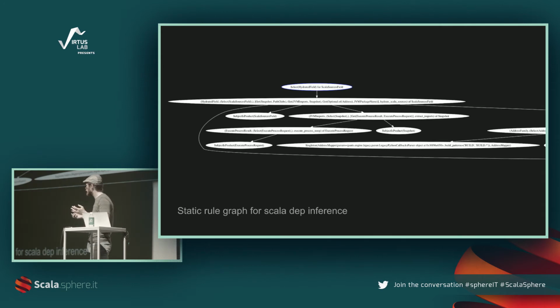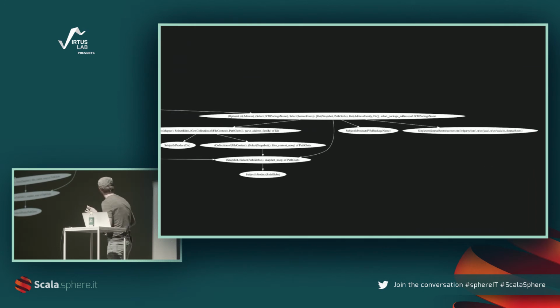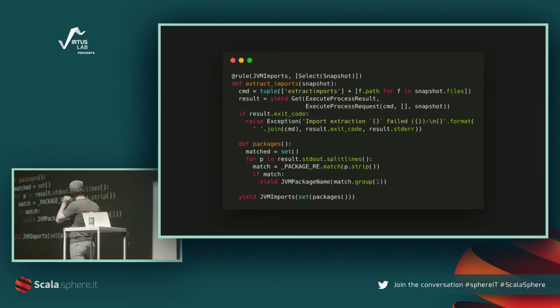Okay, but let's do Dep Inference. This is the rule graph for Dep Inference. It's a little bit larger. There's also probably some noise in here that's less interesting. But at the root, we want to compute a hydrated field, whose type is TBD, for a Scala sources field. In order to do that, we're going to run a few things. Okay, cool. But let's just dive into one.